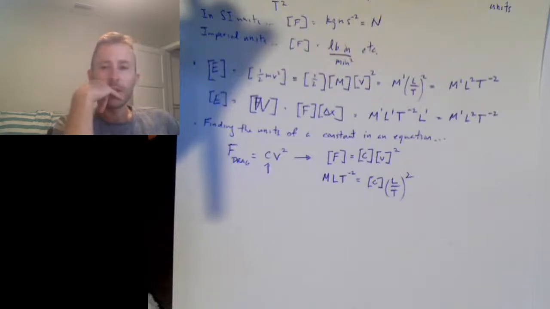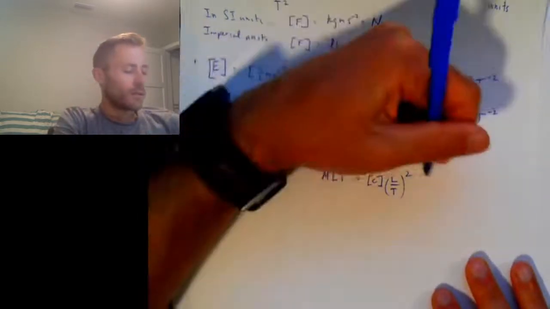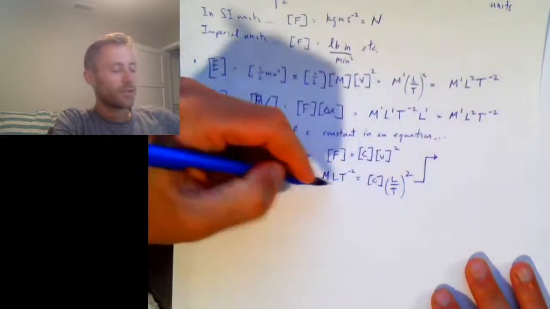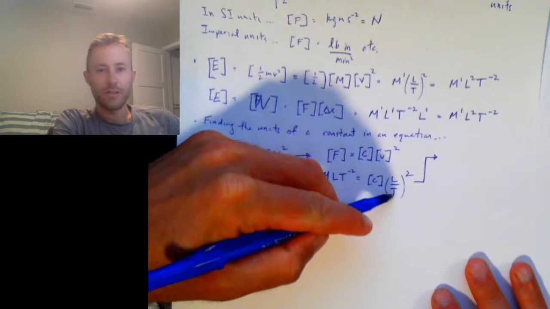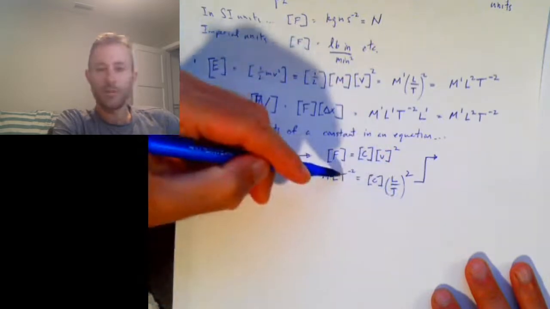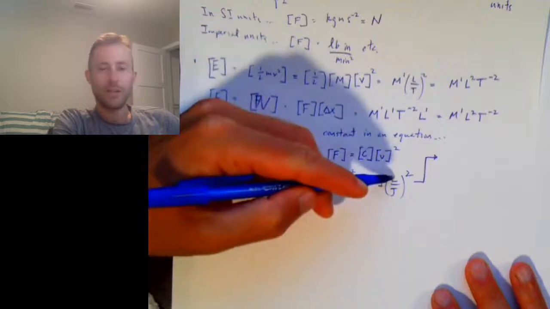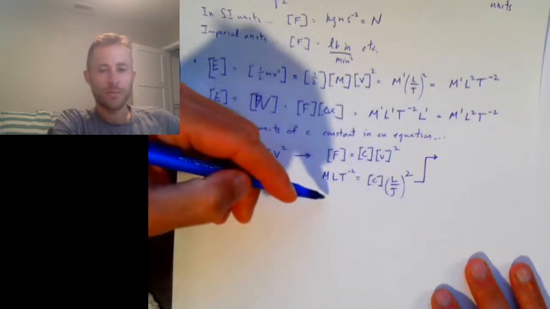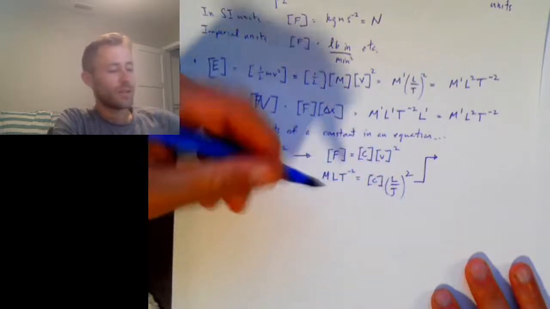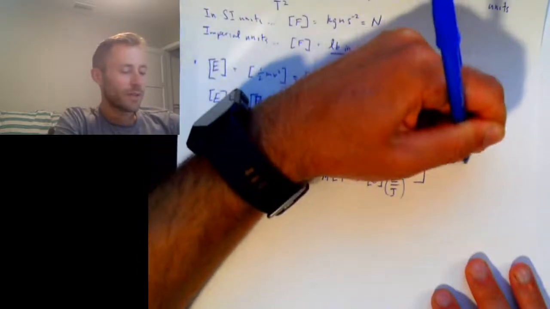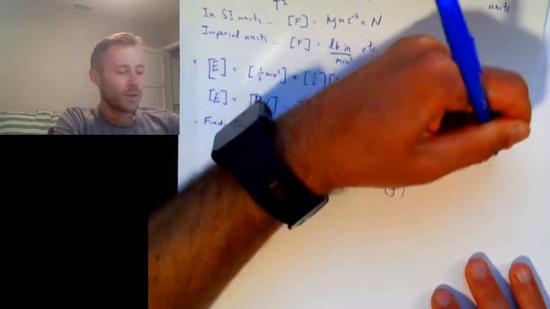So if I then simplify this equation a little bit, I have a T squared in the denominator that I'm going to multiply over, and it's going to cancel out this T squared. And then I have an L squared that I'm going to divide over, and that's going to cancel that out. So I get that the units of c are M to the 1, L to the negative 1.